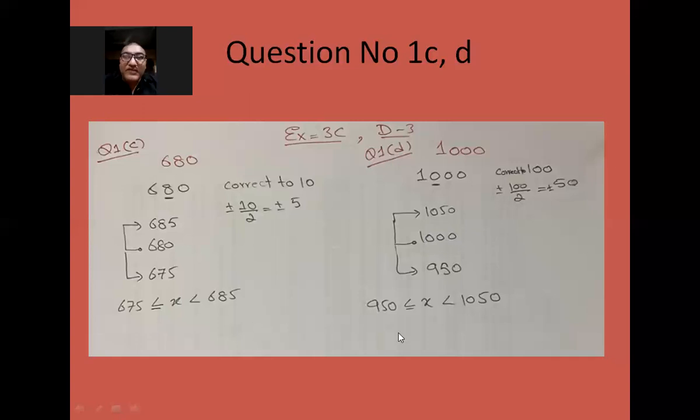So in the form of the inequality, you will write x is greater than or equal to 950 and less than 1050. So this is how you do question number 1, D part.